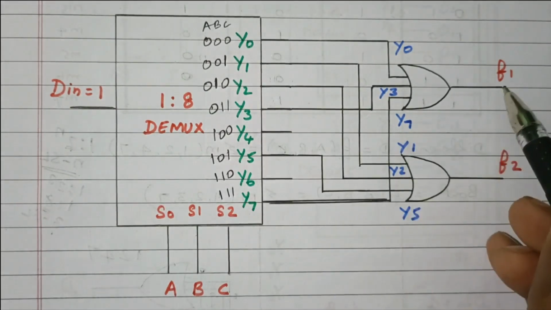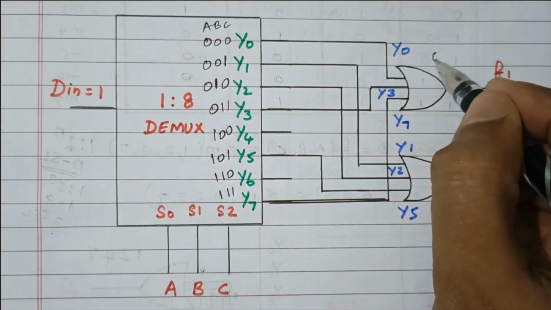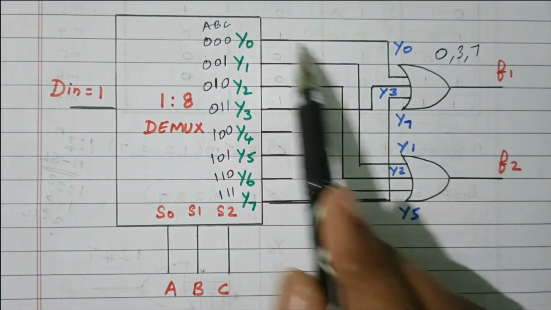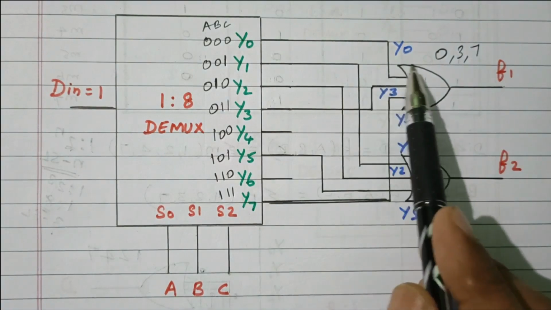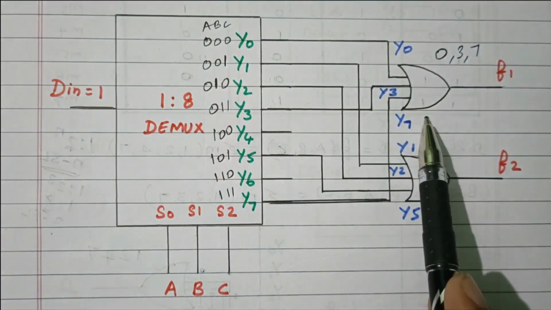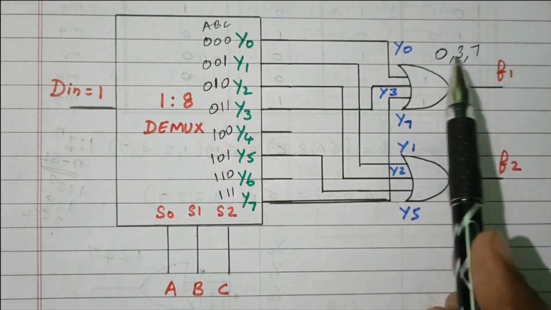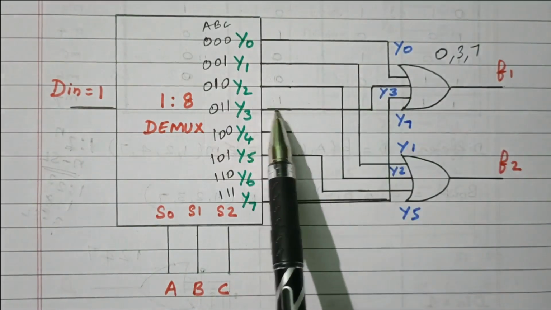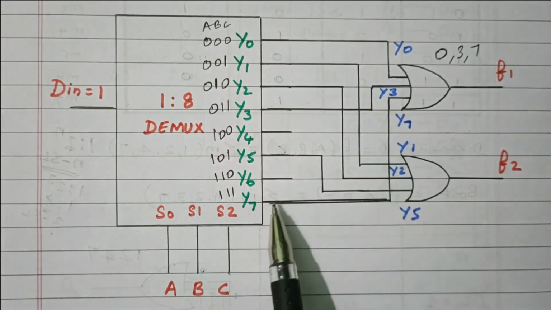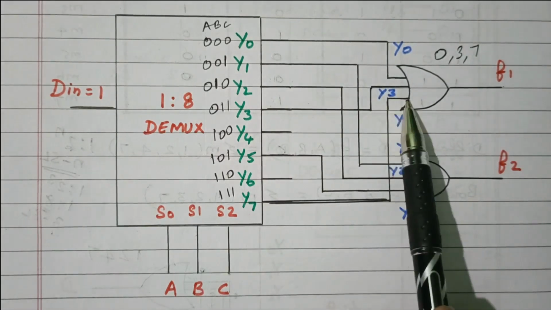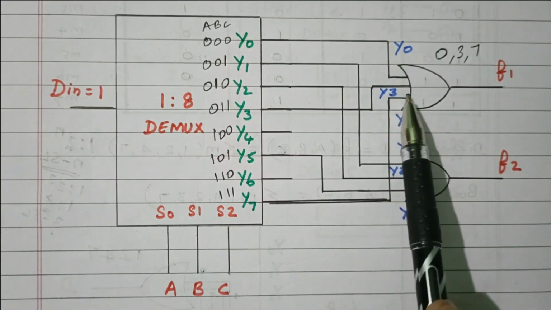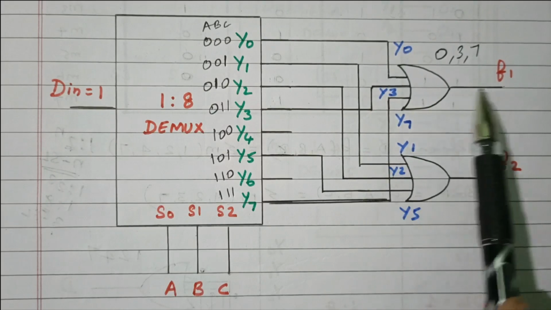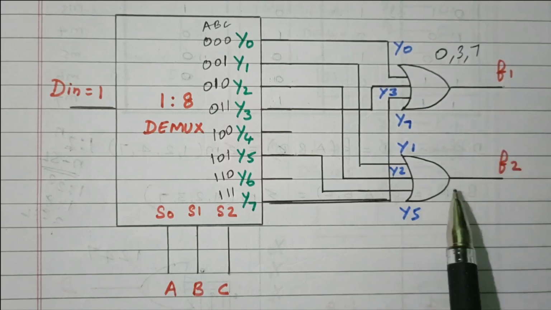In function 1, what do we need? Only 0, 3, 7. So this is a sum of minterms. So we are using one OR gate. Here we need to add 0, 3, 7. So 0 is connected, 3 is connected, and similarly 7 is connected. The outputs 0, 3, 7 are connected so that these 3 will be added together as a sum of minterms. We get the function f1.